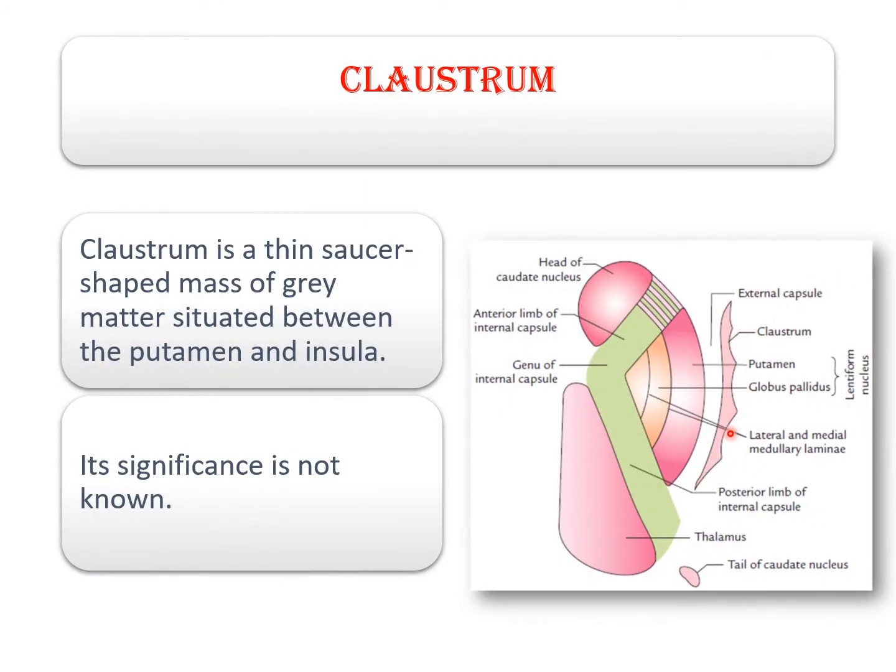Then about the claustrum. The claustrum is a thin saucer-shaped mass of grey matter situated between the putamen and insula, and its significance is not known.